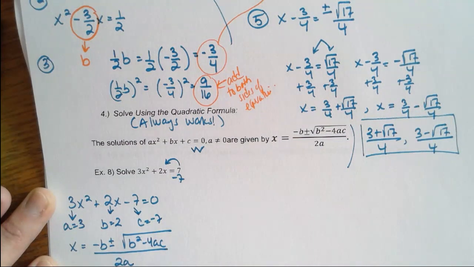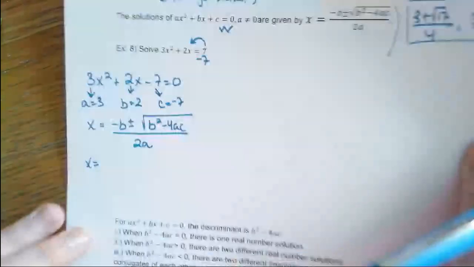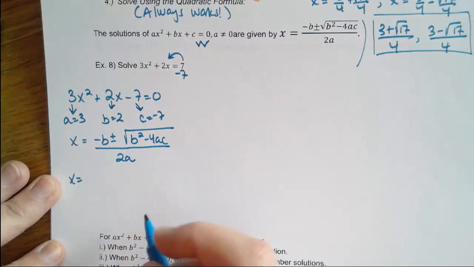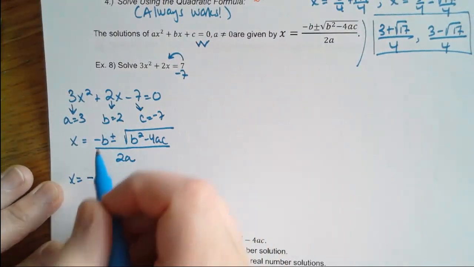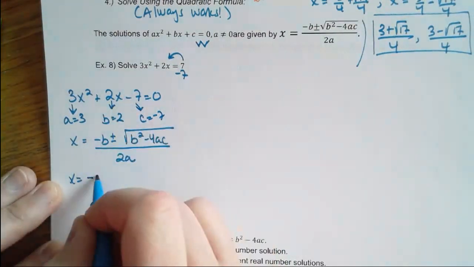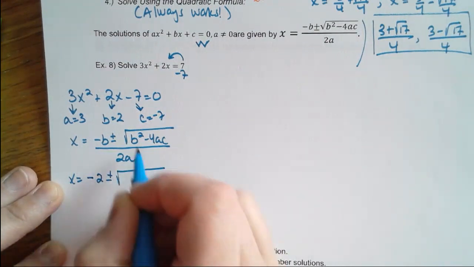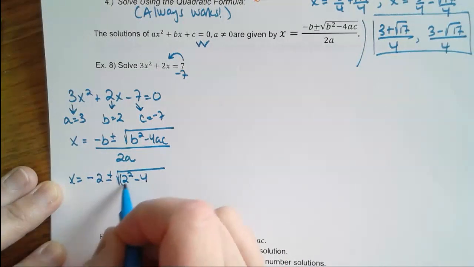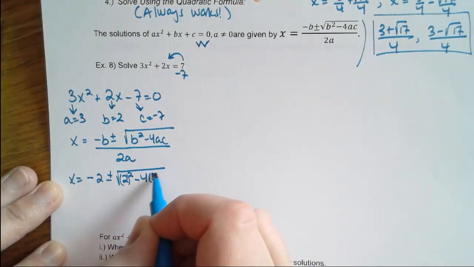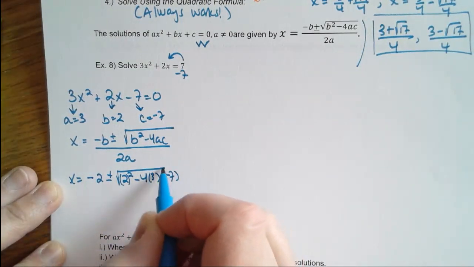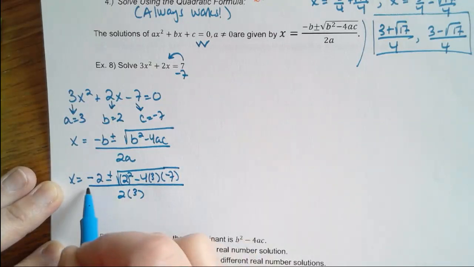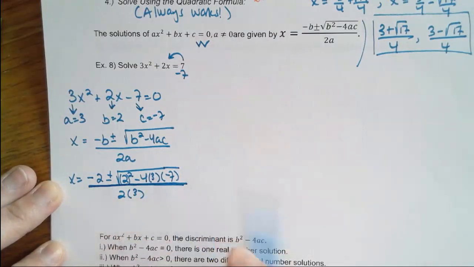The hardest part is that there's a lot of negatives. It's really easy to make a small mistake here, very, very easy. So you just want to be careful with the arithmetic. There's a negative on the b, so our b is 2. Here I have b again, so 2 squared minus 4. And then a is 3 and c is negative 7. And then a is 3. And you want to make sure that fraction bar goes across the whole thing.